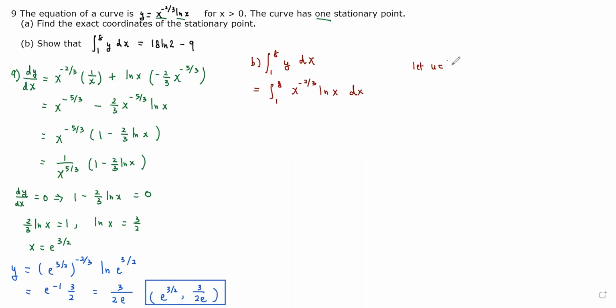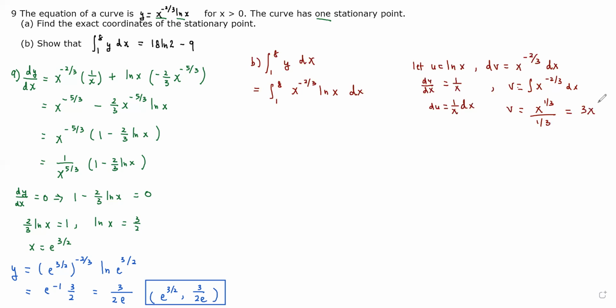So we let u be ln x. Then dv must be x to the negative 2 over 3 dx. When u is ln x, du/dx is 1 over x, and du is 1 over x dx. So to find v, we just integrate x to the negative 2 over 3 with respect to x, and that will give us plus 1. We have x to the 1 over 3 divided by 1 over 3. So that will give us 3x to the 1/3 for v.